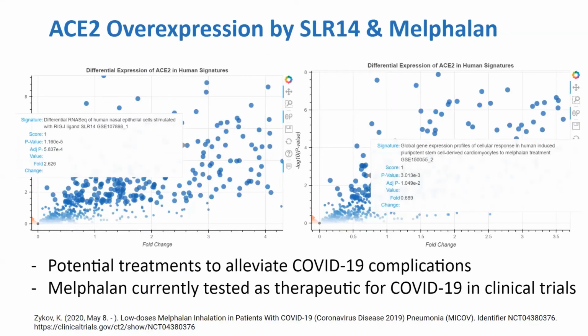Additionally, nasal epithelial cells stimulated with the SLR14 ligand and human-induced pluripotent stem cell-derived cardiomyocytes treated with Melphalan, a chemotherapy drug, were shown to upregulate ACE2 expression as well. These molecules can therefore be further researched as potential treatments to alleviate COVID-19 complications. In fact, low-dose inhalation of Melphalan is currently tested as a therapeutic for COVID-19 in clinical trials.